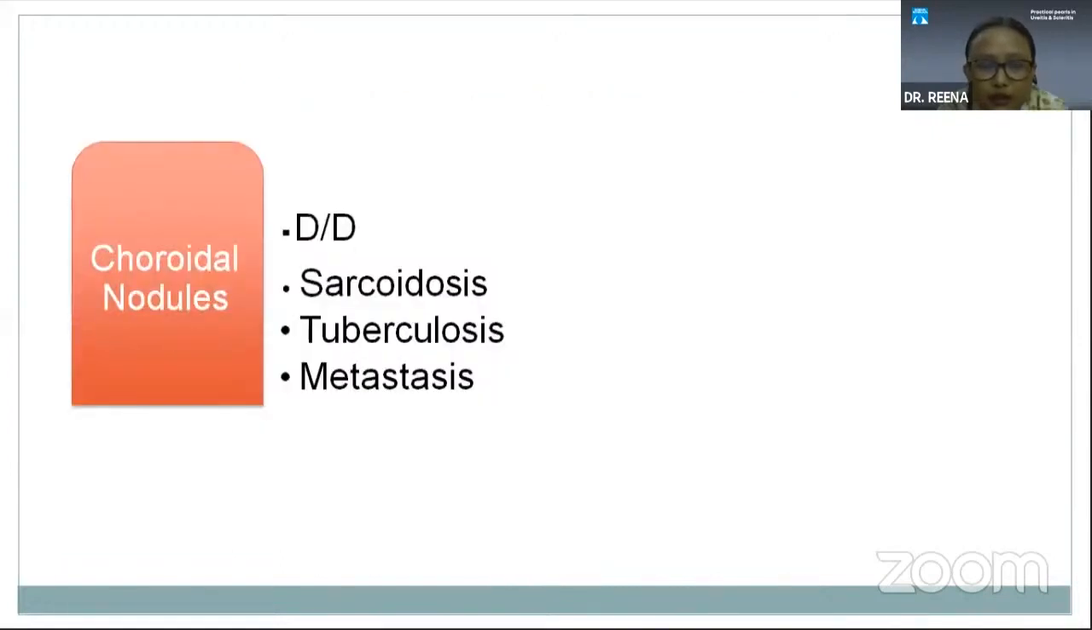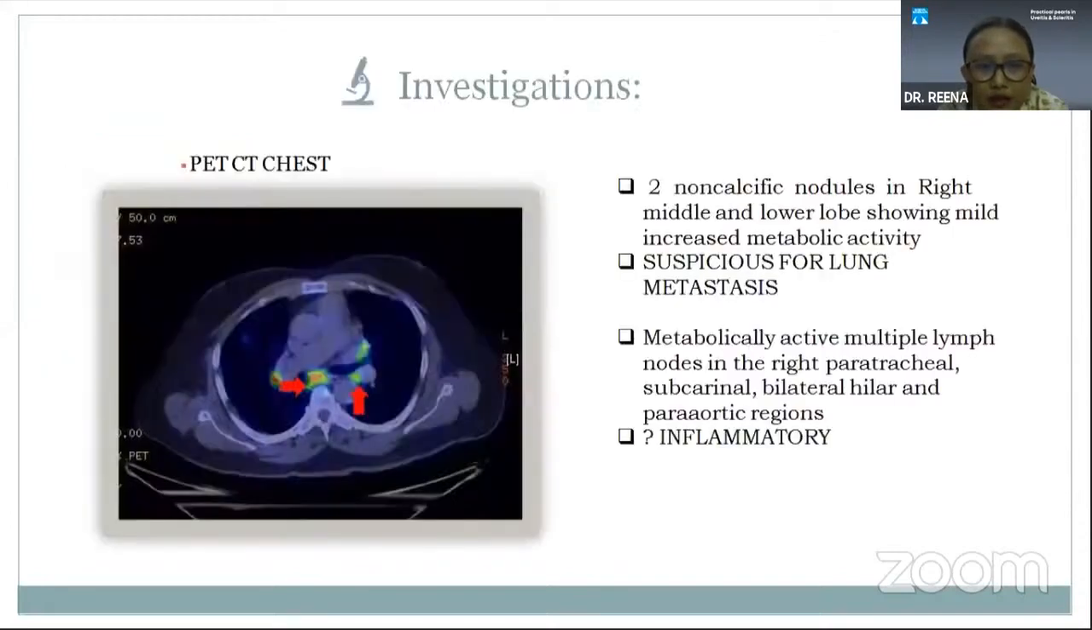Seeing the choroidal picture and the history, we made the differential diagnosis of sarcoidosis, tuberculosis of the eye, and metastasis to the eye. On investigation, we did a PET-CT scan of the chest. It showed 2 non-calcific nodules in the middle and right lower lobe, and this showed increased metabolic activity, which was suspicious for lung metastasis. Metabolically active multiple nodes were also seen in the paratracheal, subcarinal, bilateral hilar, and para-aortic region, which was again suspicious for inflammatory nodes.